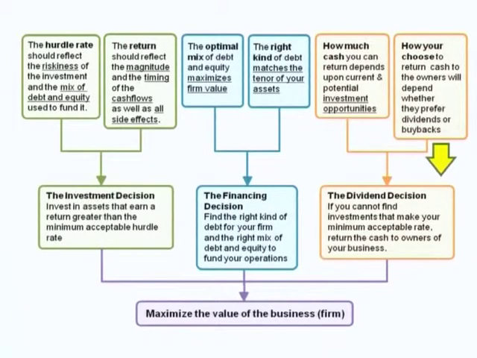If you cannot find investments, how do you know you cannot find a good investment? For a good investment, NPV must be positive, and IRR must be greater than WACC. So you look at the component of dividend decision. You need to know how much cash you can return, which depends on current and potential investment opportunities. If you have a good project or not. And how you choose to return cash to the owners will depend on whether investors prefer dividends or stock buybacks.